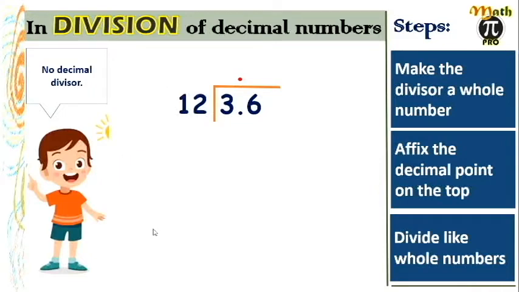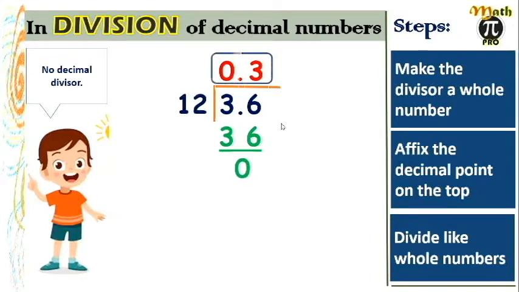Alright, so we now divide like whole numbers. We cannot divide 3 by 12, so we just put 0. Then we use 36 as our dividend. So we divide 36 by 12. We get 3, since 3 times 12 is 36. Then we subtract, and we already have our quotient. The quotient is 3 tenths.